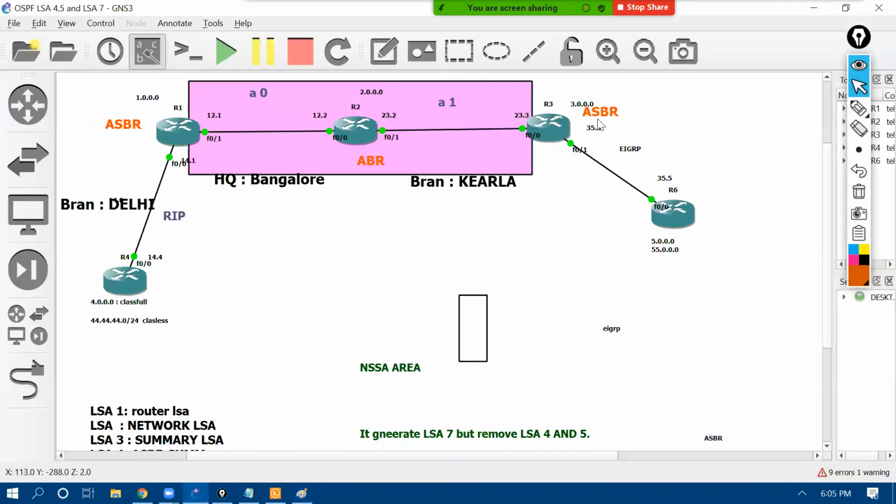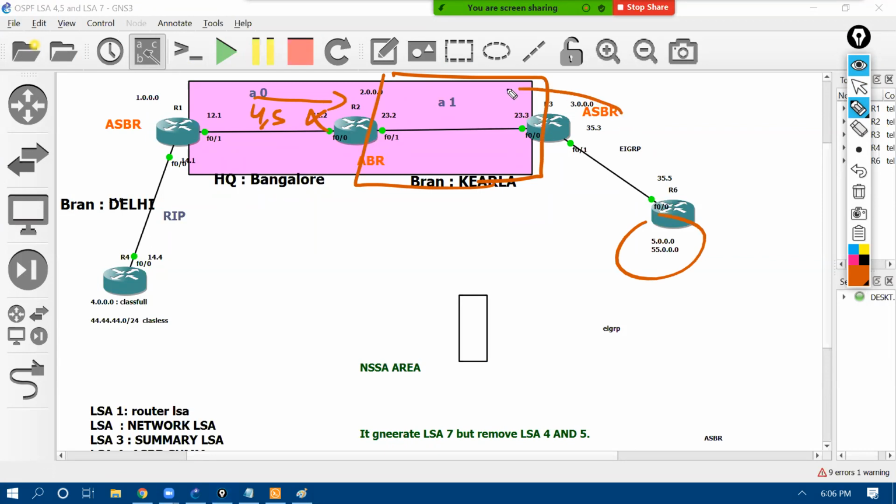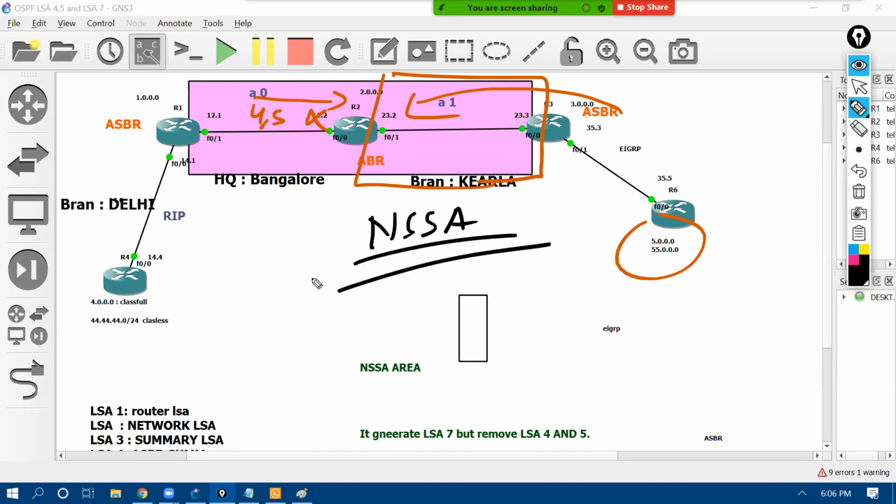I'm not able to inject this route. Now I'm able to inject it. At the same time, I'm getting the same features that I stopped. R2 will never allow LSA 4 and 5 information into this area, and now this route will be injected into this area. Both we are getting after making this area an NSSA area.